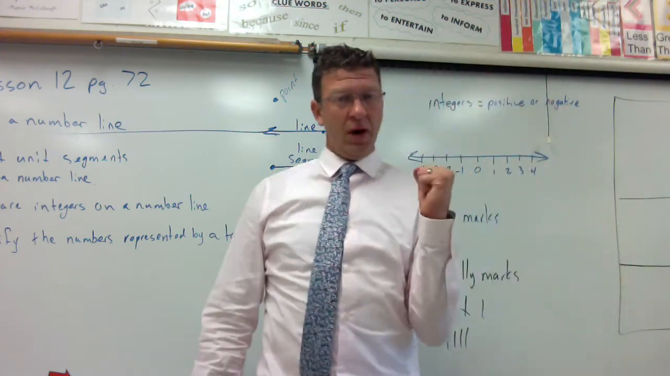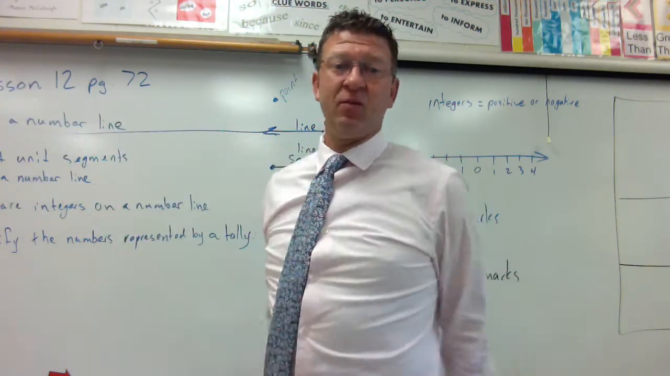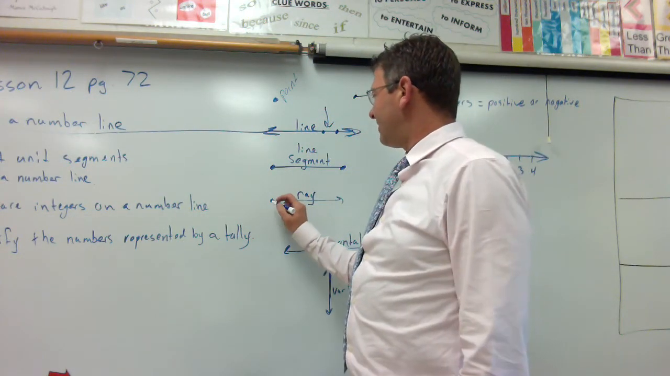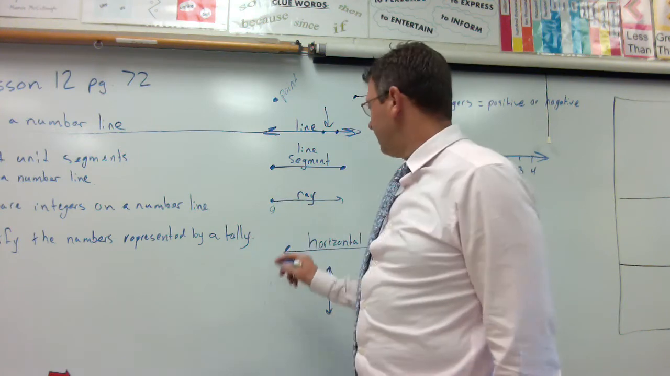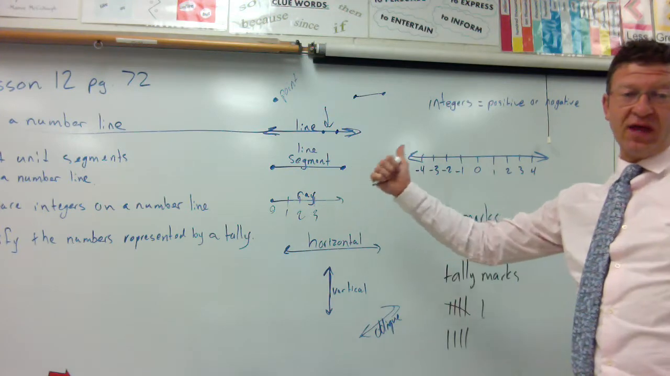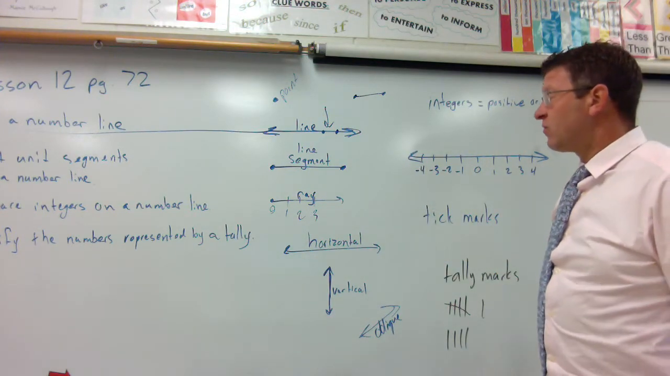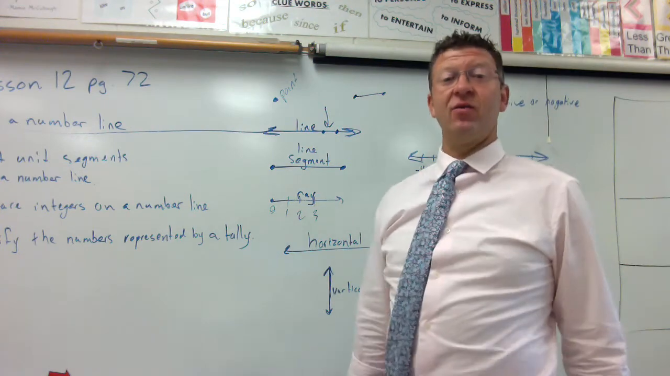Our third one is a ray. A ray starts in one place and goes on forever in that direction. A lot of times when we think about number lines, we talk about rays. This is the starting point, 0, and then 1, and then 2, and then 3, and numbers never stop, so they continue to go on forever and ever.